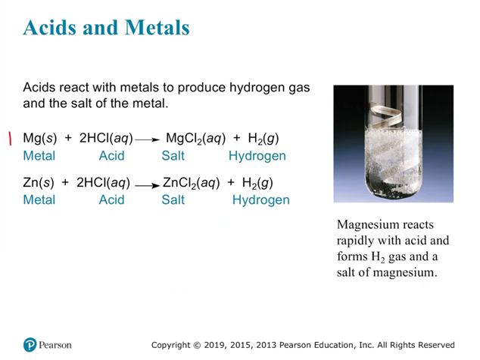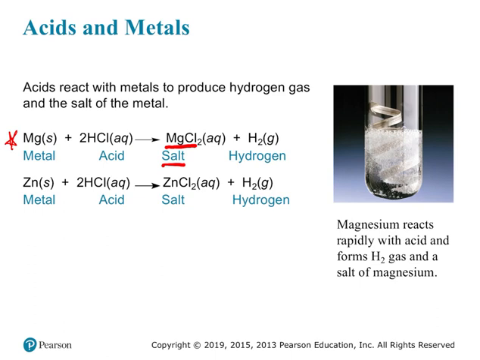So for instance, let's look at this first reaction here. In this reaction, we have magnesium, which is a pure metal, and then it's reacting with hydrochloric acid, and then it's producing magnesium chloride and hydrogen gas. So magnesium chloride is an ionic compound, and it does not contain hydrogen or hydroxide, so that would be considered a salt.